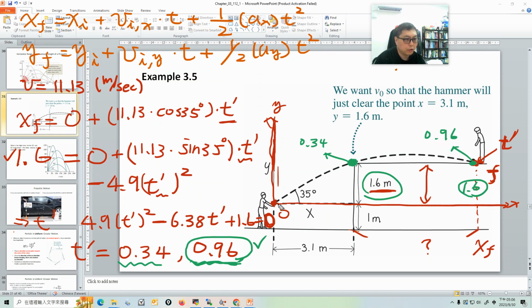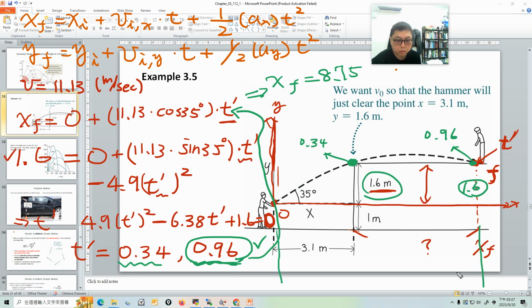When we put 0.96 into this equation, you can work out xf yourself. I think it's 8.75, so this range is 8.75. But if the question asks for this range, it's just minus 3.1, which is 5.65. Once again we just use the equations of motion and we can solve everything.